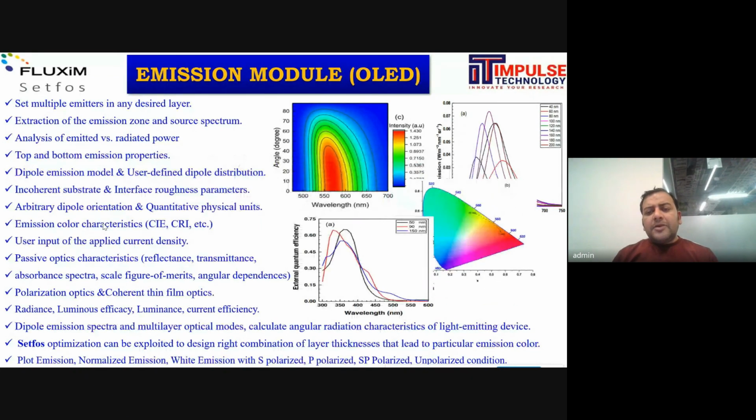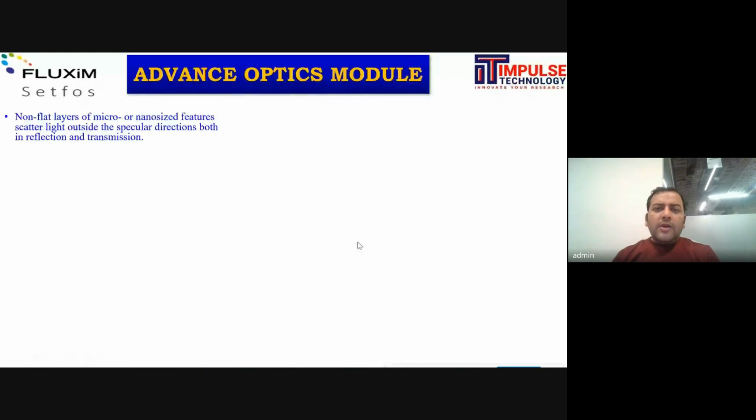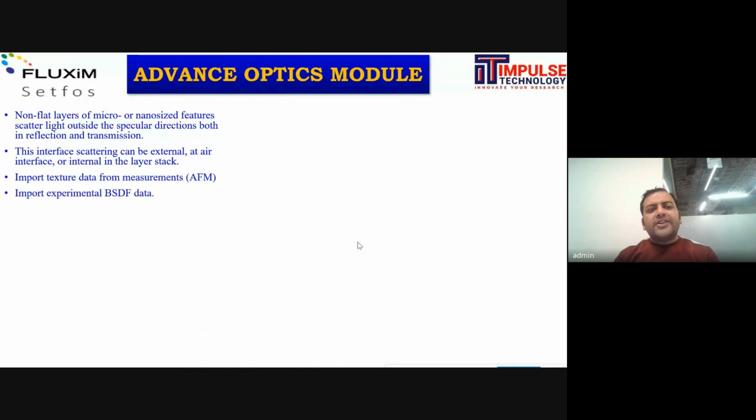So these are different emission spectra. You can plot it. You can see these are different color plots that are calculated by using our SETFOS tool. If we talk about the next module, that is called Advanced Optics.